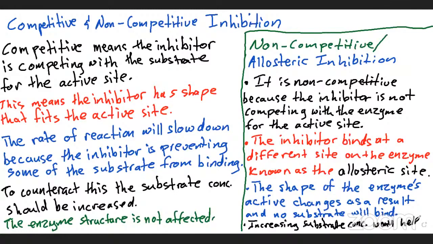Now in allosteric or non-competitive inhibition, the inhibitor is not going to bind to the active site. It is going to bind somewhere else on the enzyme. However, when it does that, it changes the shape of the active site.